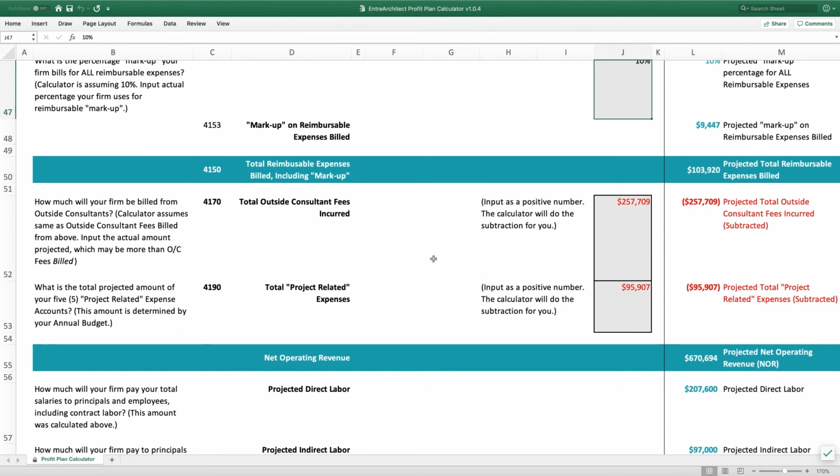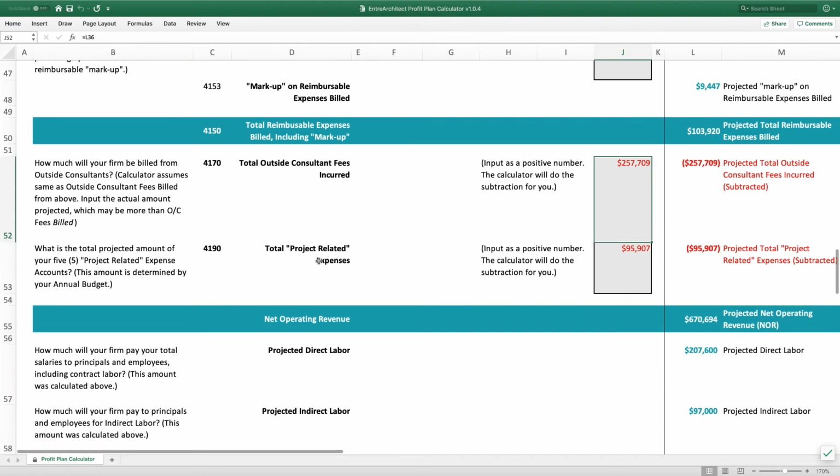Then we get into the debits, right? The debits that we talked about. How much will your firm be billed from outside consultants? The calculator assumes that, for now, it's the same number, but you can put in the actual amount projected, which may be more than the outside consultants billed. So you just plug that number in here. It will automatically make itself a negative number. It will automatically create it as a debit.